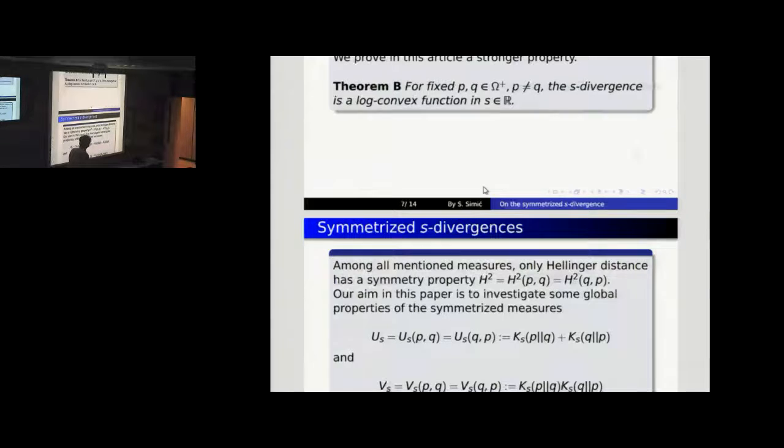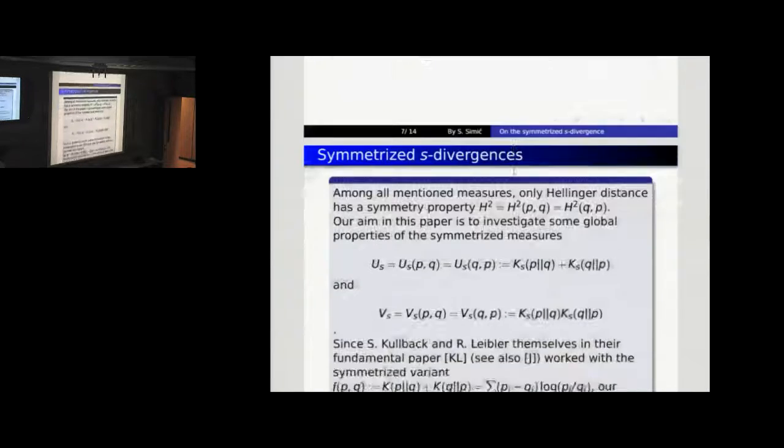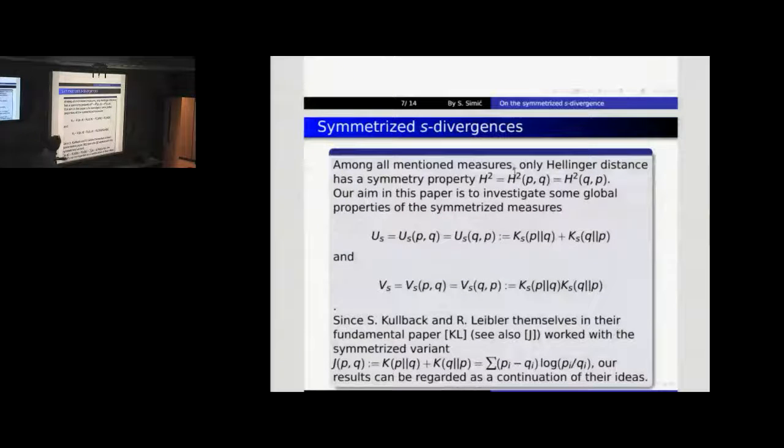Another way to symmetrize is to make a product. This is the other way. This function V is defined as a product of those two. Also, they have a symmetry property.